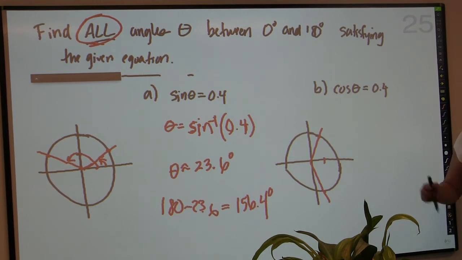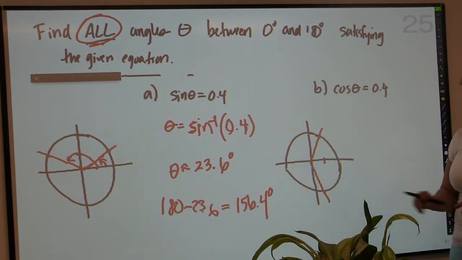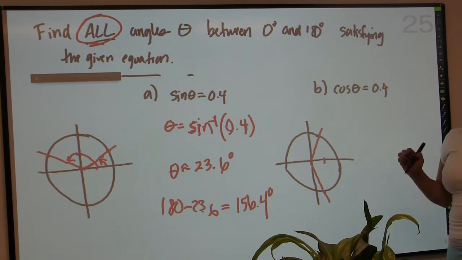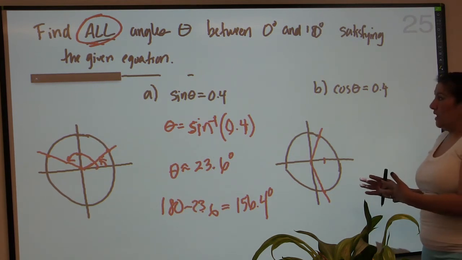However, only one of those values is actually within 0 to 180. Right? 0 to 180 is right here. So this one is not between 0 and 180, so you don't need it. So for this example, you're only going to have one answer. I want you to know how to tell when it needs two and when it needs one. In this case, it only needs one.